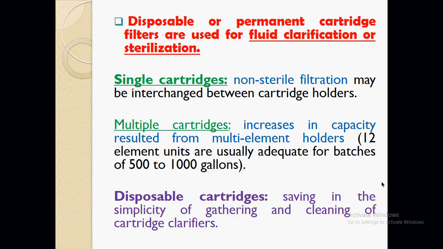Now, disposable or permanent cartridge filters are used for fluid clarification or sterilization. For a single cartridge, non-sterile filtration may be integrated between cartridge holders. Multiple cartridges increase capacity, resulting from multi-unit elements. 12 element units are usually adequate for batches of 500 to 1,000 gallons. Disposable cartridges save in the simplicity of gathering and cleaning of cartridge clarifiers.